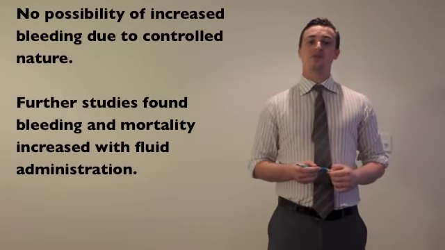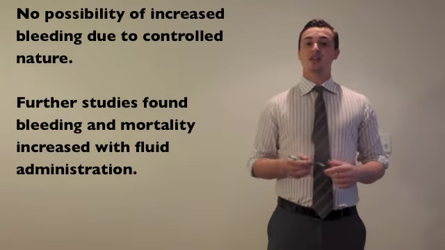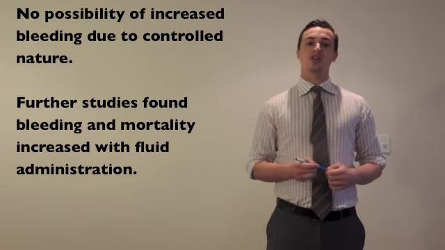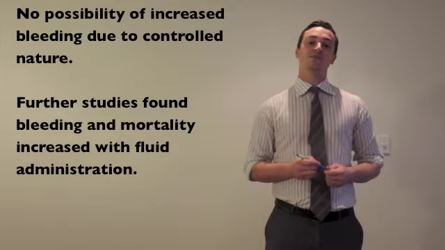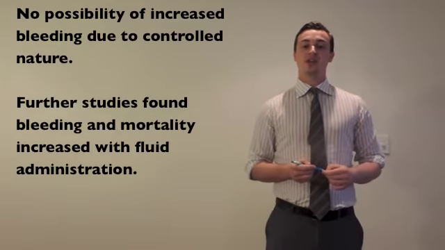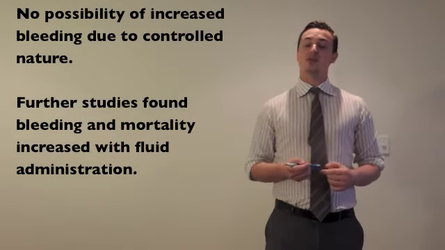New animal studies attempted to replicate the same experiments, except this time uncontrolled hemorrhage was achieved externally via rat tail amputation. Based on these studies, it was found bleeding and mortality increased with fluid administration.